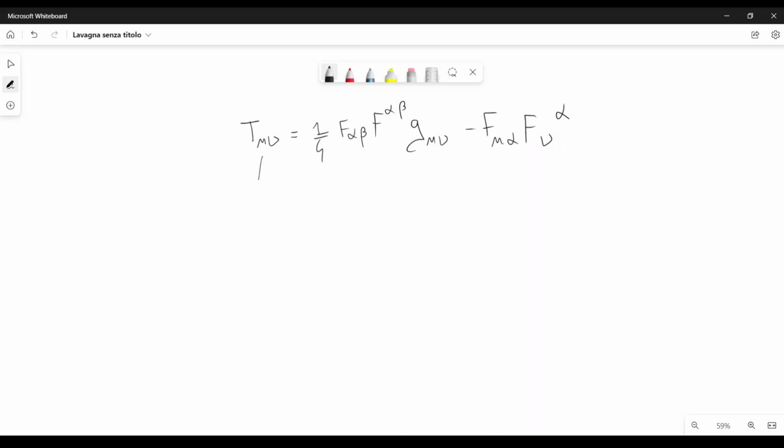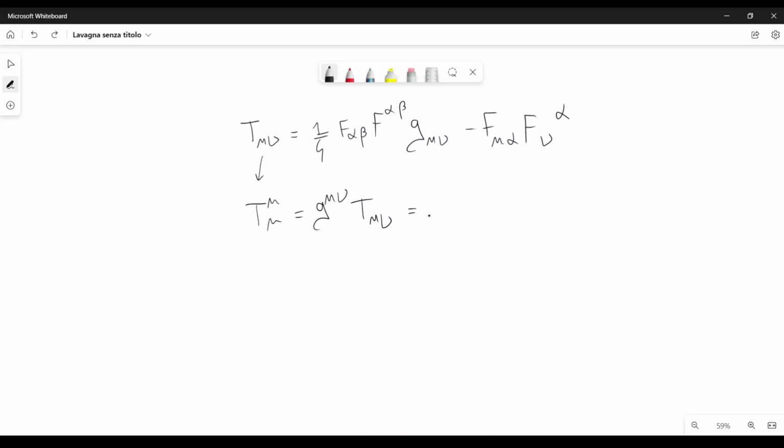We can show that the trace of this tensor is 0, and the trace is T mu mu, which is equal to G mu nu T mu nu, and this is equal to, when I multiply G mu nu with upper indices with G mu nu with lower indices, I will get a factor of 4, which will cancel this factor of 1 over 4.